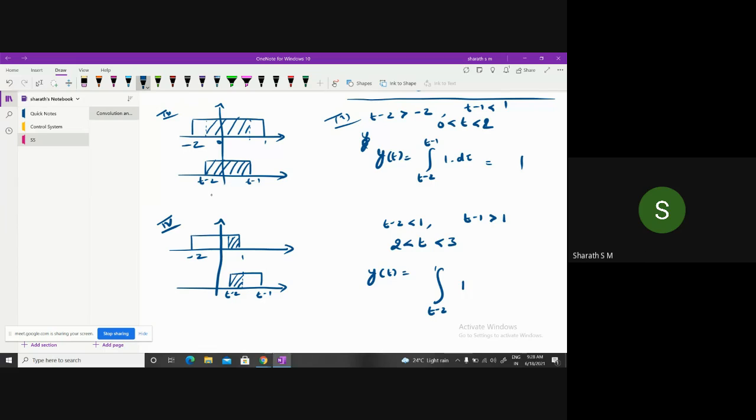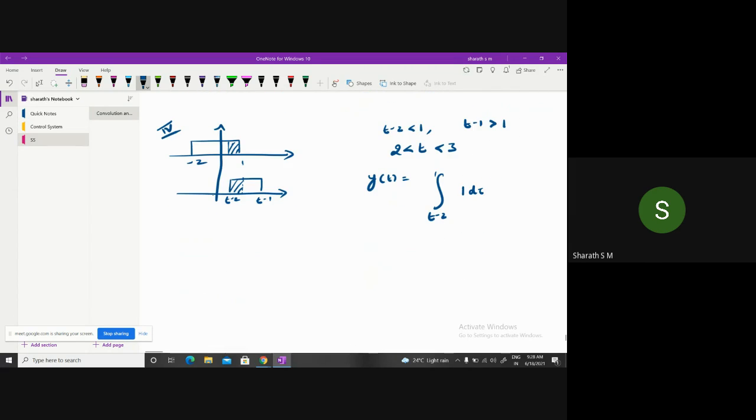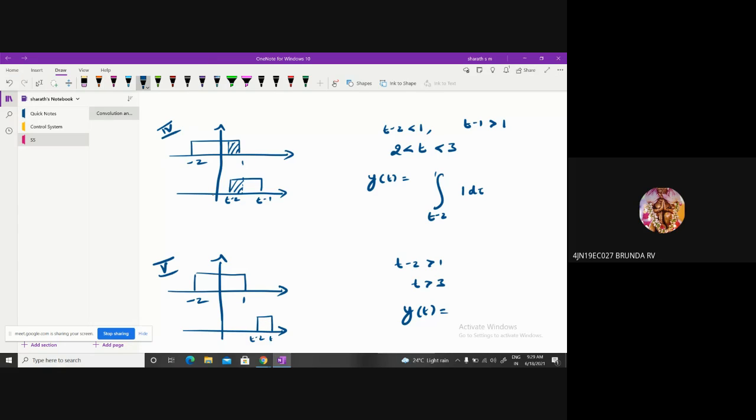Good. What about the last case? T minus 2 greater than 1 indicates t greater than 3. What is y of t? 0, sir. That's it.